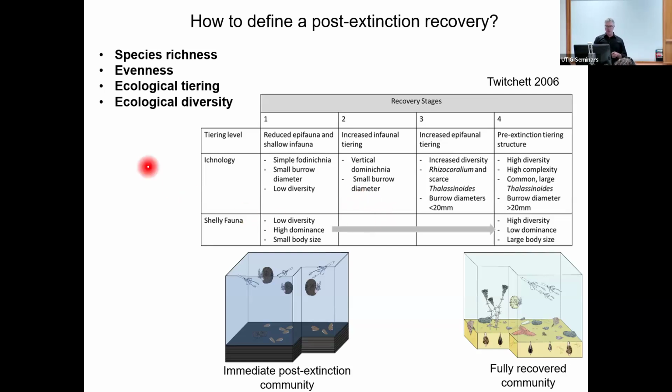Other measures are thinking about the ecological diversity of the organisms that you see after the extinction event. That can be tiering, and tiering in this case relates to the height above the sediment water interface that the animals are living. So here we see, for example, some crinoids. Those are animals which have high tiering, so they're quite far off the sediment surface. And then these epifaunal bivalves would be low tiering organisms. And then there's a whole variety of other ecological diversity metrics that you can look at.